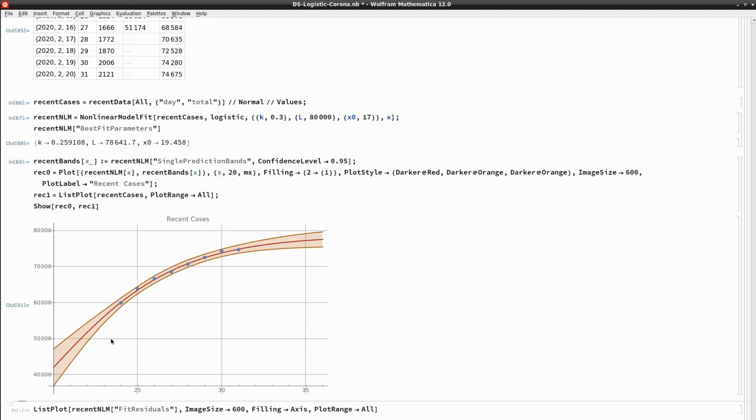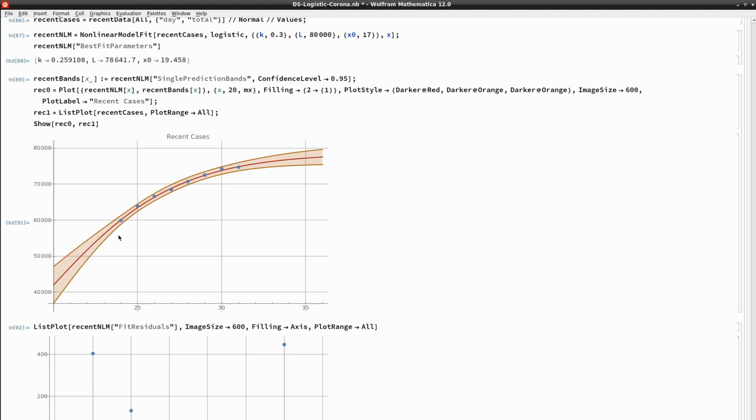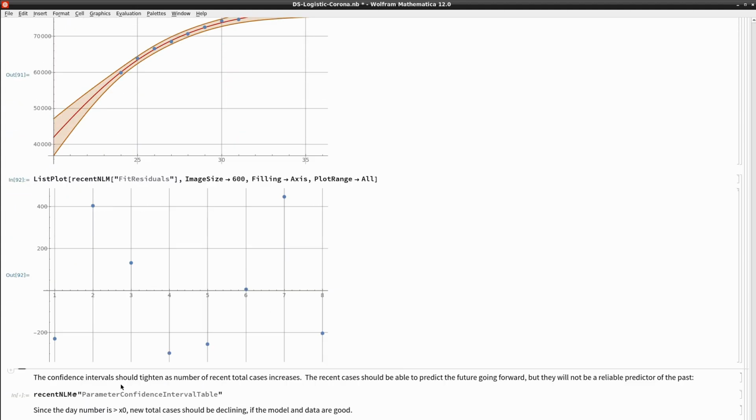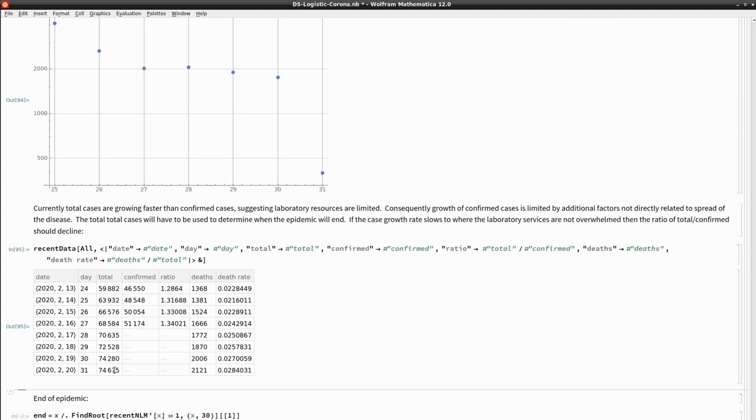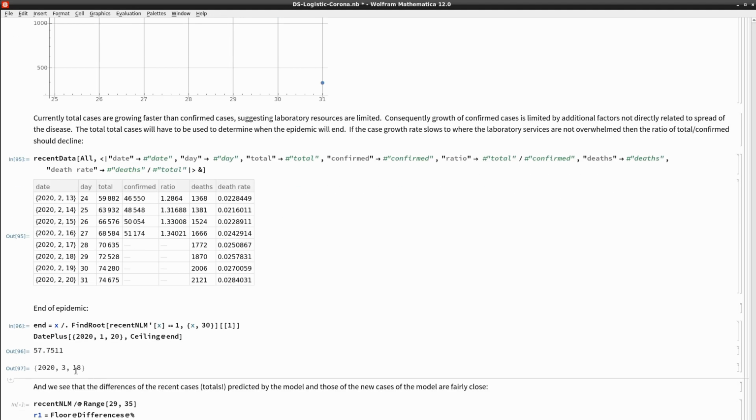If we are now plotting these bands on a 95% level, we're getting this plot for the recent cases. Let's also look at the residuals, and we see that they're not too far off, less than 420 maybe, a few hundred, no more than just a few hundred, which I think is a fairly good fit. And also the 95% confidence bands show us that our model fits with the data pretty tightly. And it brings me to an end of the epidemic of March 18.